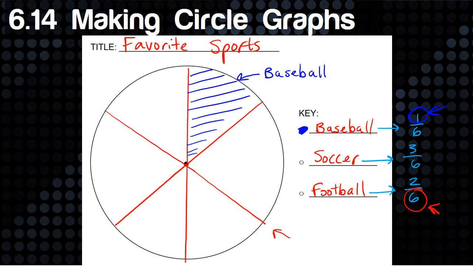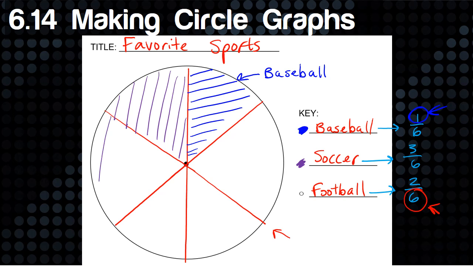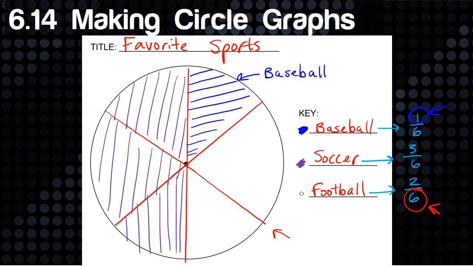And so I already did my color for baseball. So let's go ahead and do my color for soccer. I'm going to make soccer purple. Soccer gets 3 equal parts here. So let's go ahead and make soccer 3 parts. So here's my first part. You can make yours as beautiful as you want. For mine, I'm just kind of doing lines because coloring it on my screen will take forever. But ta-da, I have 3 parts here for the sport of soccer.